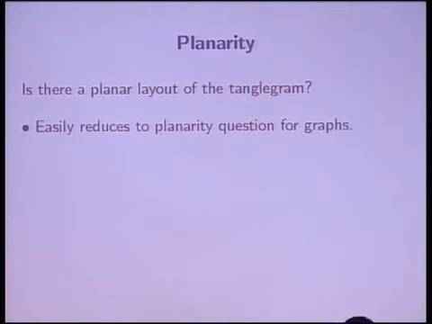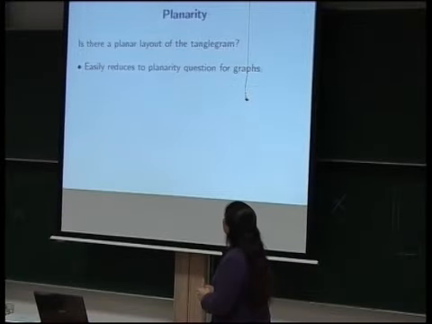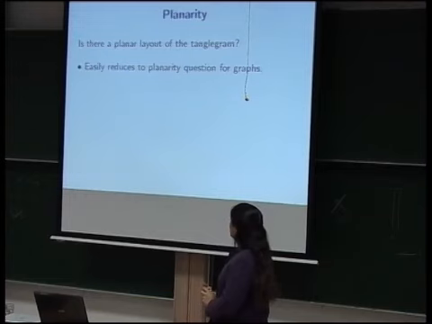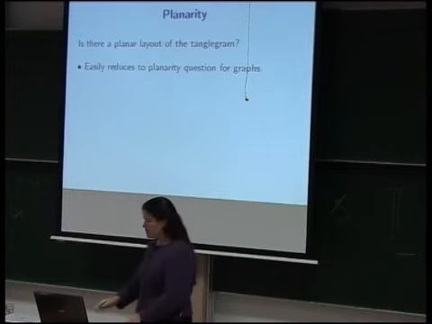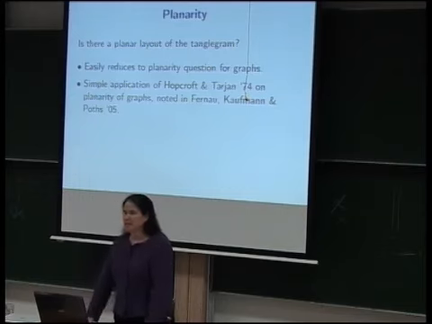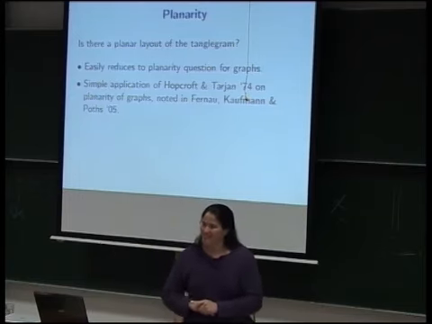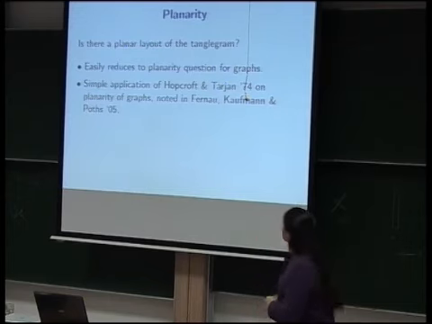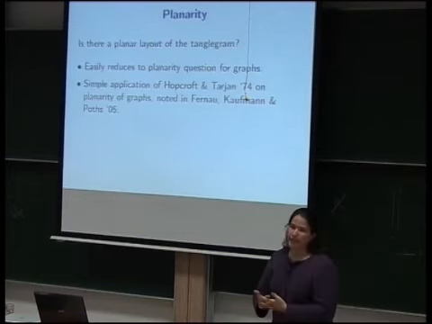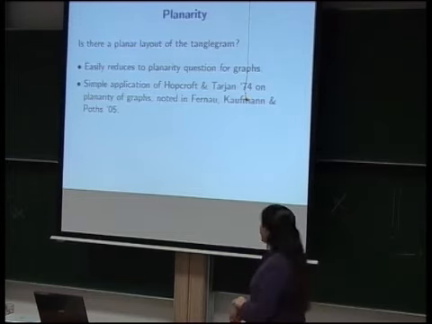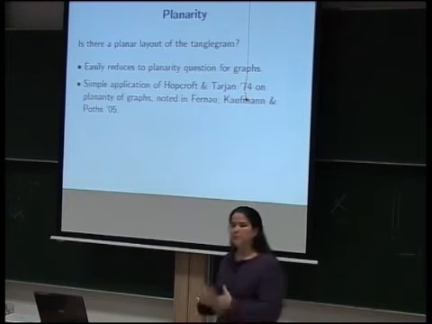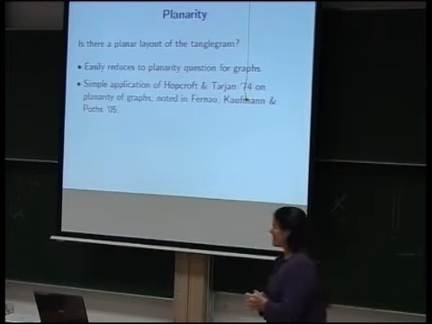Looking at planarity, can you rearrange the subtrees so that no lines cross? This easily reduces to the planarity question for graphs. And in fact, this goes way back, to when Tarjan and Hopcroft were young men. In 1974, they came up with algorithms that test the planarity of graphs, and they do it in linear time. Their algorithm is impossible to understand, but there were improvements in the late 70s and early 80s.